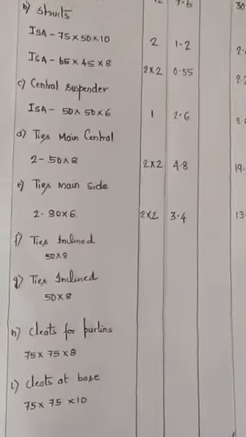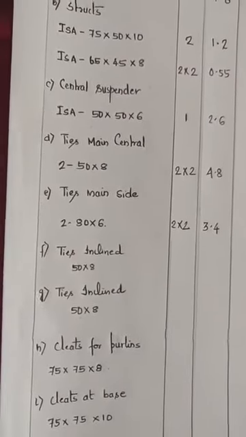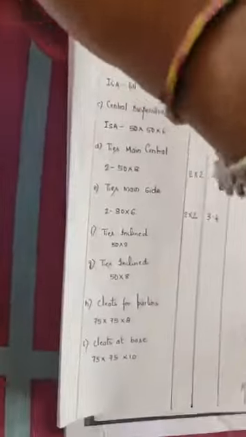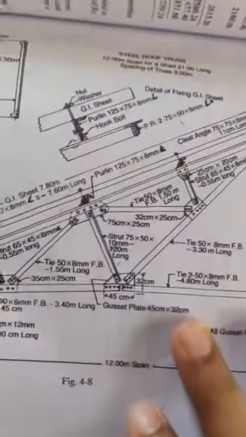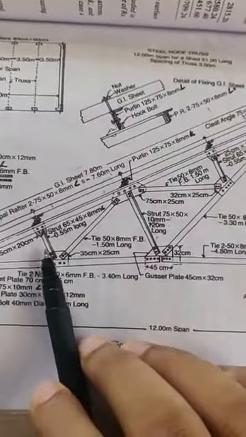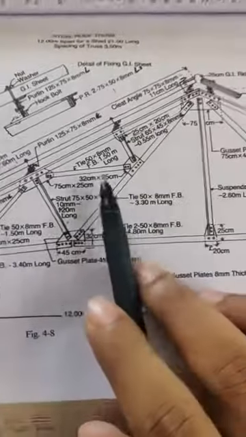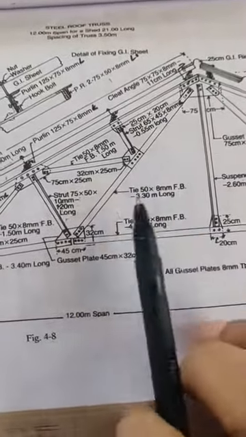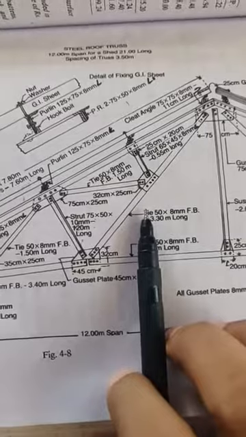So that is the ties inclined and ties inclined. They are two. So which are those? We'll just have a look. See here, it is written tie, and this is a tie member.